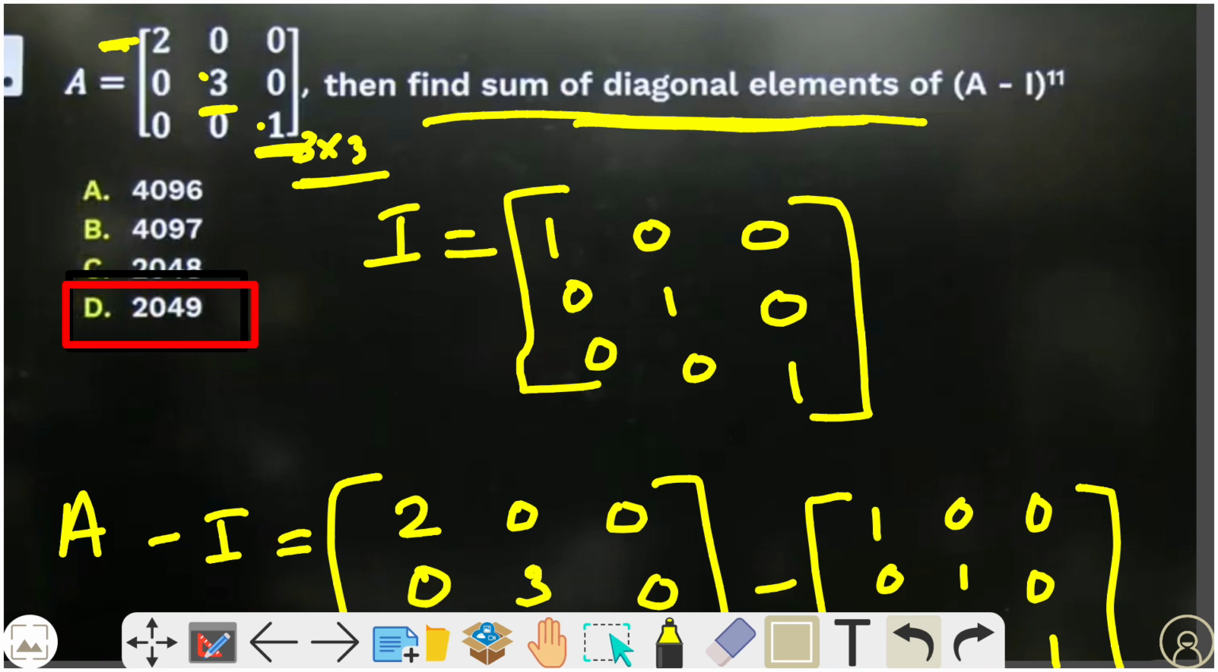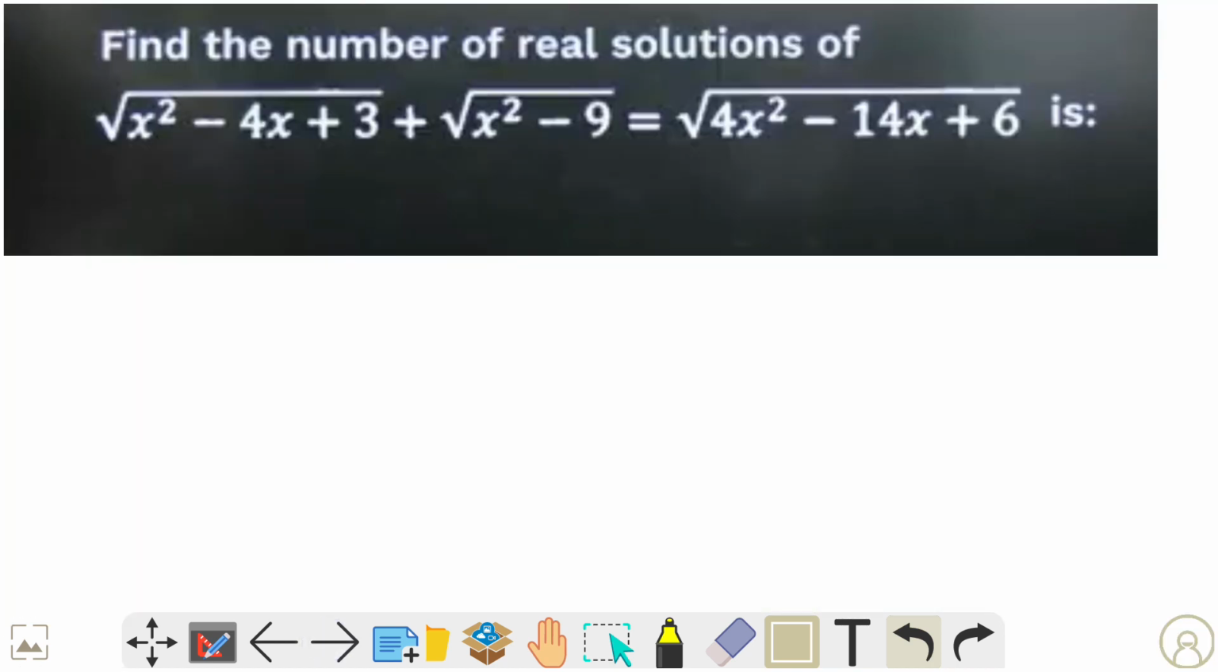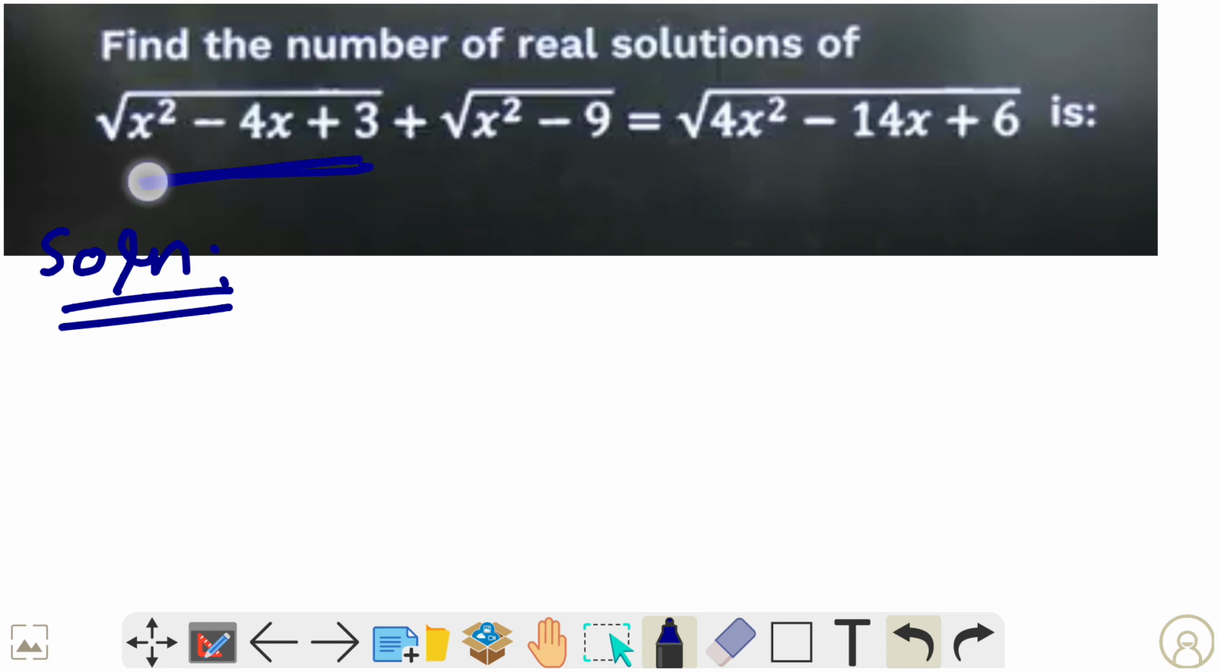Okay, so next question. Find the number of real solutions of square root of x square minus 4x plus 3 plus square root of x square minus 9 equal to square root of 4x square minus 14x plus 6. Solution: you need to find roots. I am going to write the quadratic equation into factorized form.